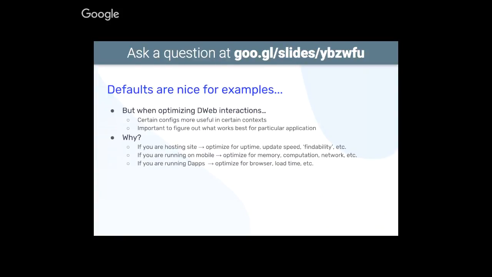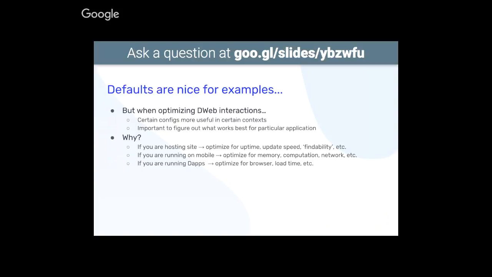So for most of our examples, including most of our browser-based decentralized app examples, we've just stuck with the default settings for our IPFS peers. And while the IPFS devs have come up with a very smart set of default options, certain configurations will actually be more useful in certain contexts than others. So it's actually important to figure out what will work best for your particular application.